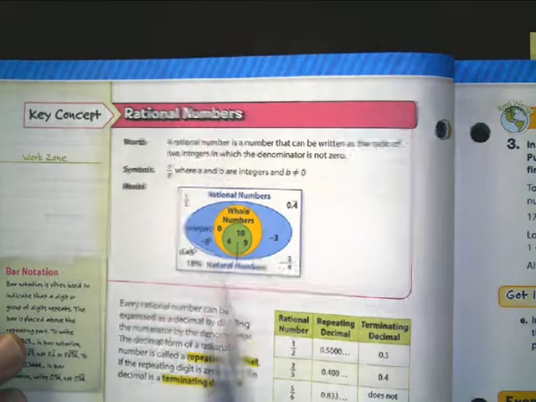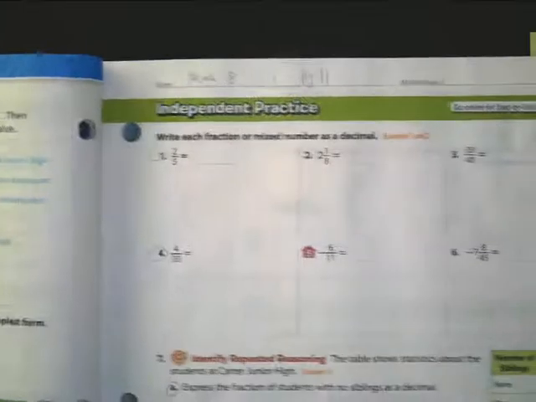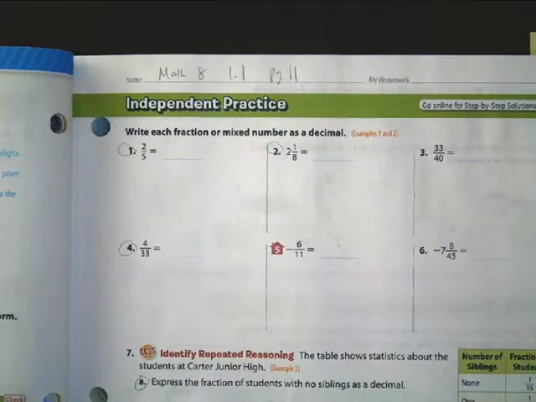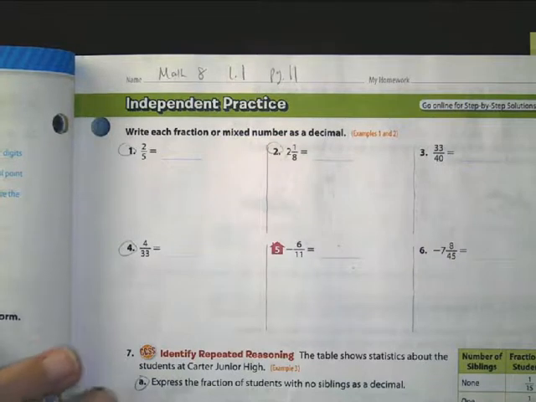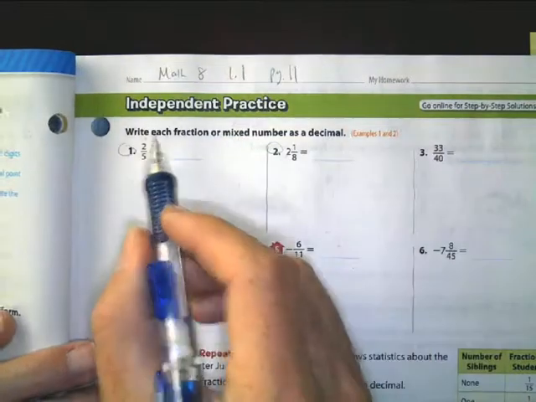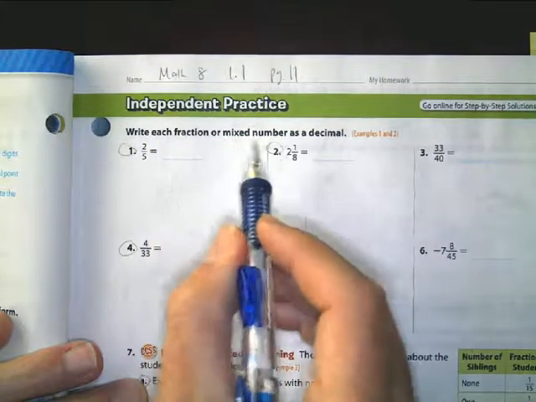So we're looking at rational numbers today, and we're going to look at some of your practice problems from your textbook, beginning with page 11, and we're going to go through a few of these together just so you're on the right page for your homework and make sure you understand this as much as you possibly can. So it says, first of all, number 1, write each fraction or mixed number as a decimal.